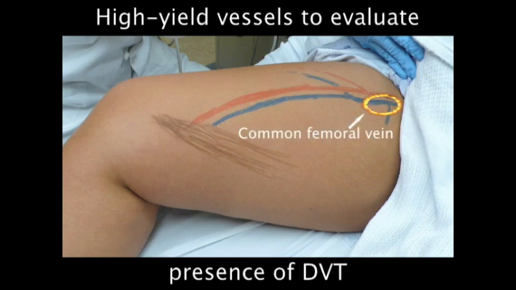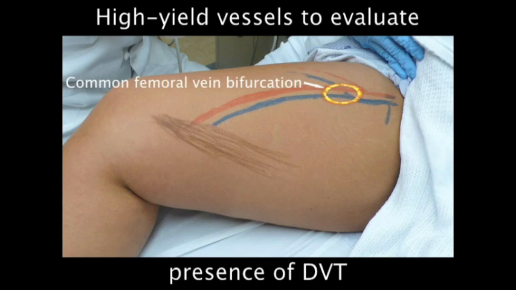The first area of imaging is the common femoral vein just at its junction with the saphenous vein. Although considered a superficial vein, a thrombus in the saphenous vein can quickly propagate into the femoral vein to become a DVT. The second area is the remainder of the common femoral vein and should be evaluated through its bifurcation to ensure the absence of thrombus.